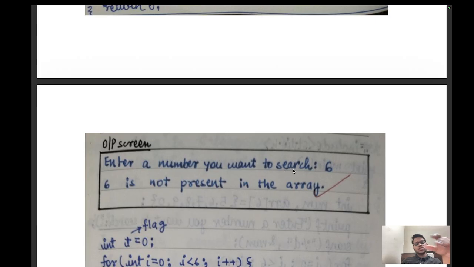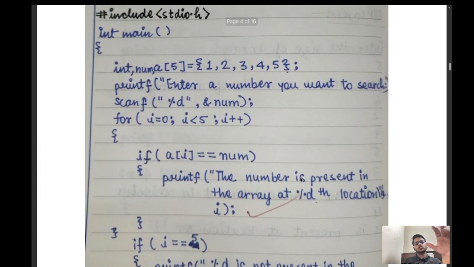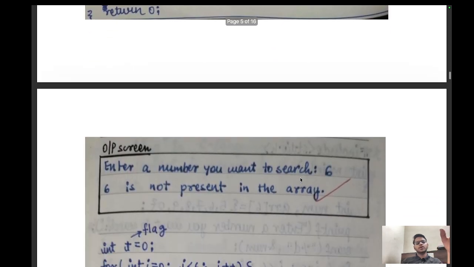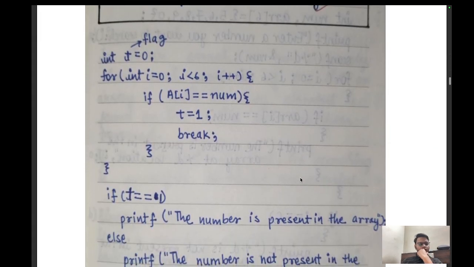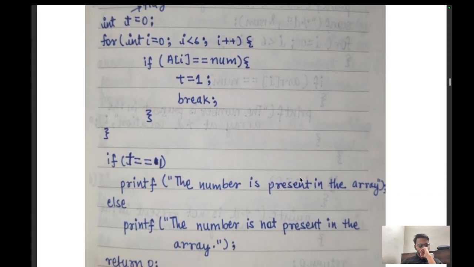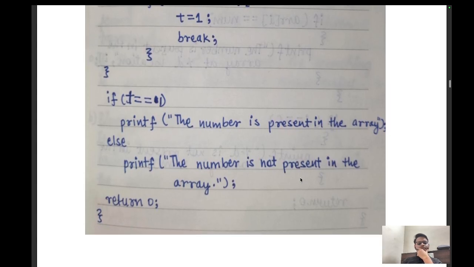Enter a number you want to search. You enter 6. As you can see from the array, 6 is not in the array, so it would return that 6 is not present in the array, right? So that was the basic idea behind it.